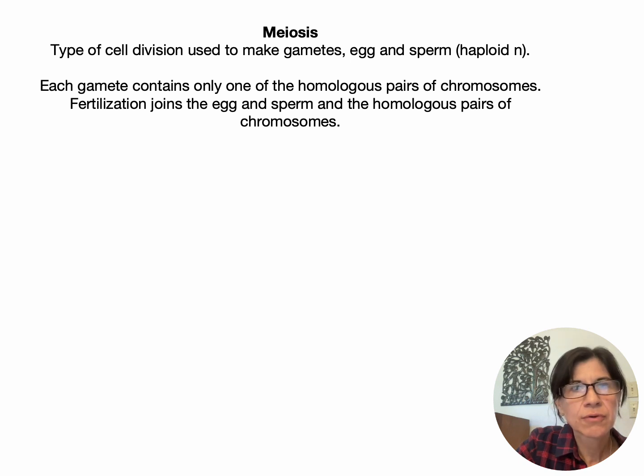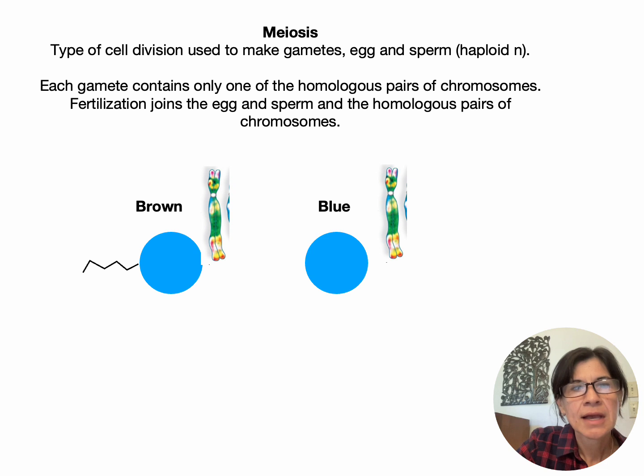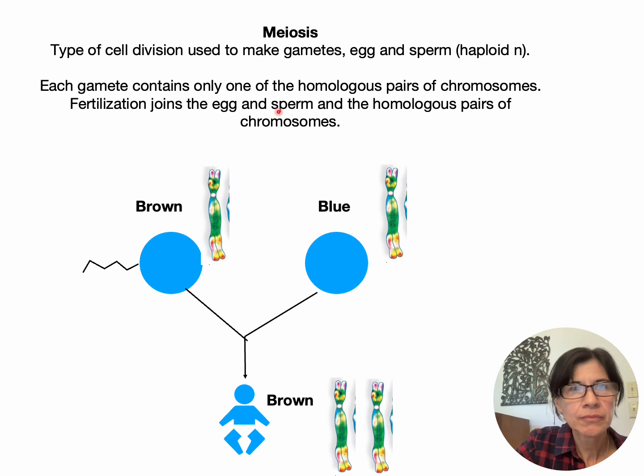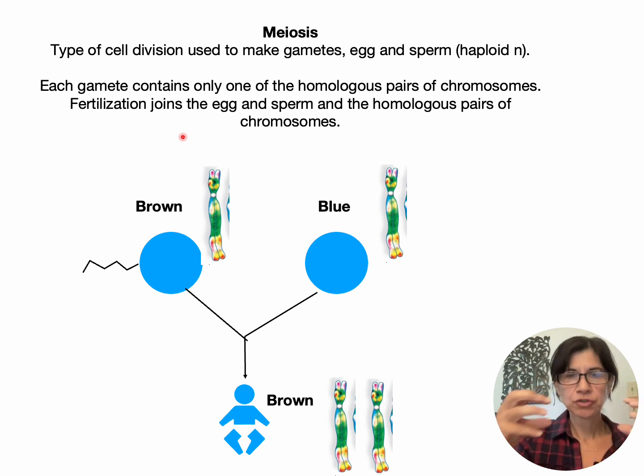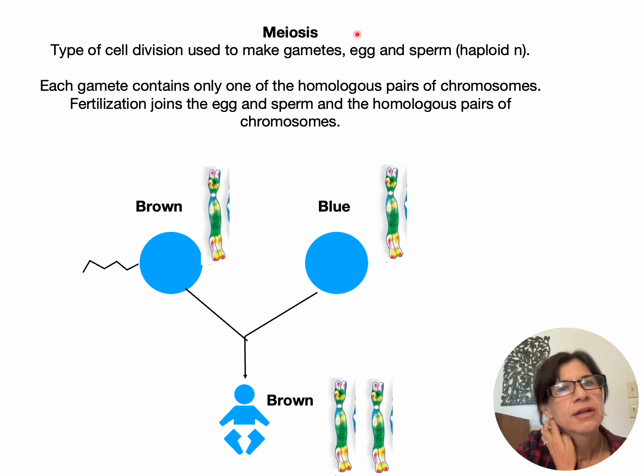Next video, we're going to focus on meiosis. Meiosis is the type of cell division that makes gametes, egg or sperm. In meiosis, we go from a diploid cell that has pairs of chromosomes to haploid cells that only have 1 of each type of chromosome. Each gamete, whether it be an egg or a sperm, only has 1 of the homologous chromosomes of each pair, because then at fertilization, when the egg and sperm join, they reconstruct the pairs. We'll talk about that during the next video lecture.